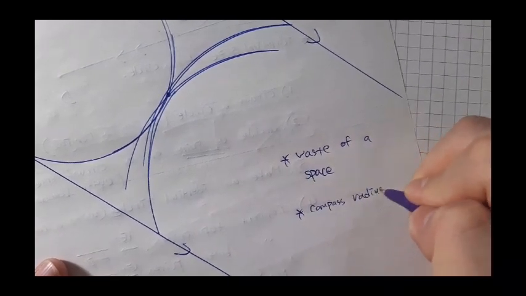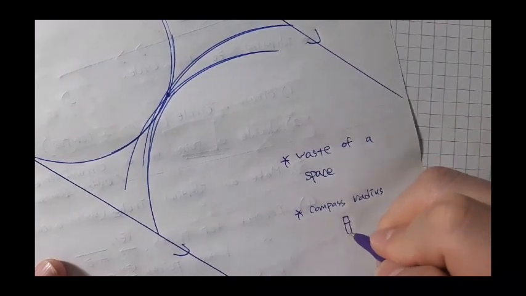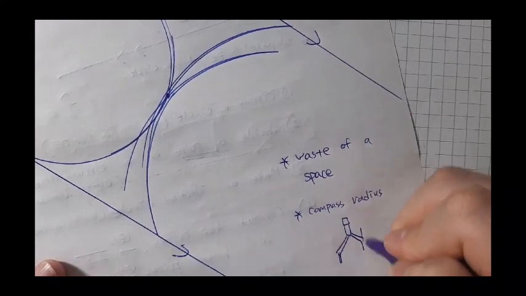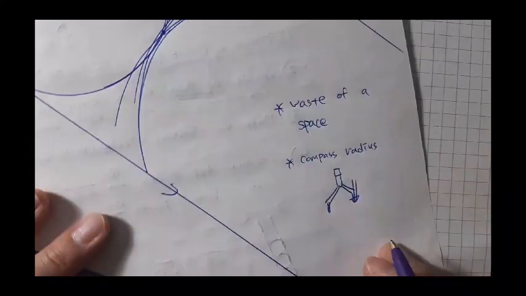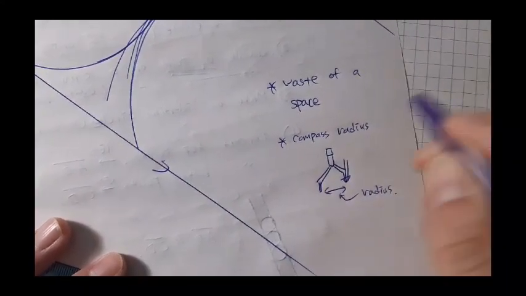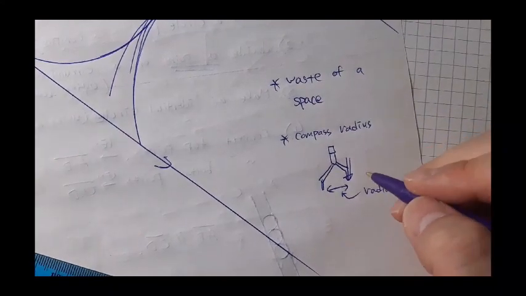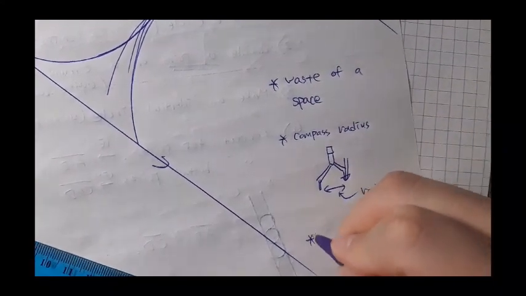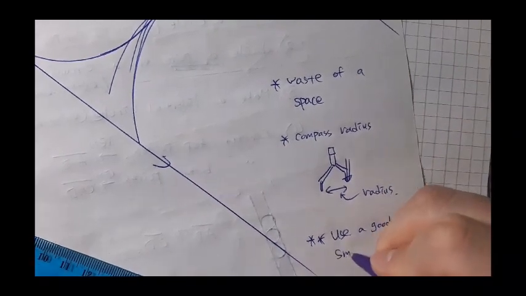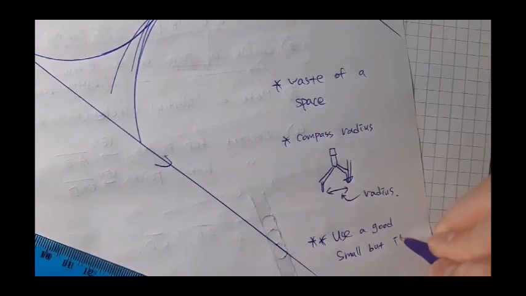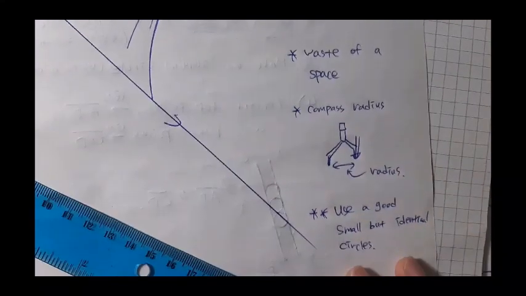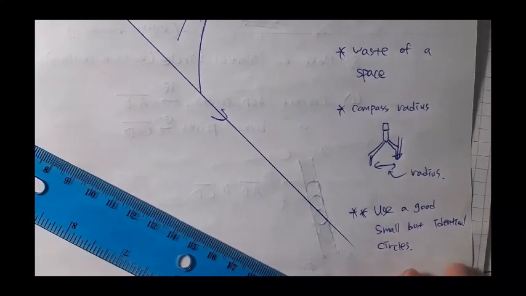radius, that's if I have a compass like the model that you guys have, probably looks like this. This is where your pencil goes. These are called radius. That can have some problem. They have a maximum and minimum. So my advice for you is use a good small but identical circle. That's my advice. That is my today's lesson.